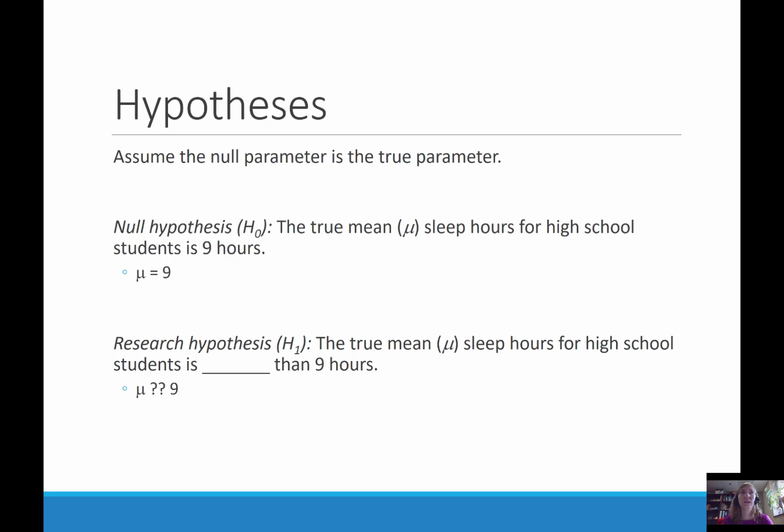We are interested in if high school students are sleep deprived, meaning that they get less sleep than they should. Therefore, the research hypothesis is that the true mean sleep hours for high school students is less than 9 hours. We can also write this as mu is less than 9. We are dealing with a one-sided research hypothesis because we are only interested in if students are sleep deprived. If they get more than 9 hours of sleep, they are not sleep deprived.